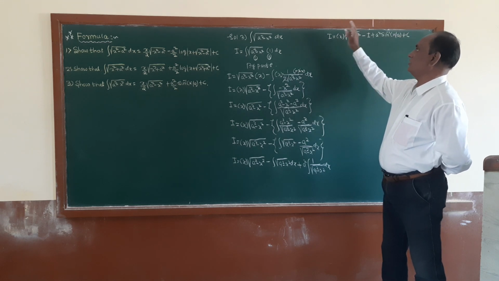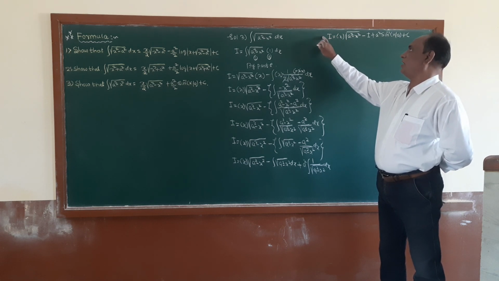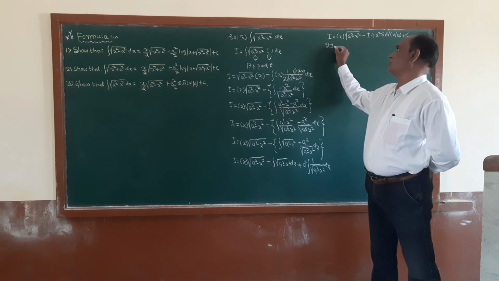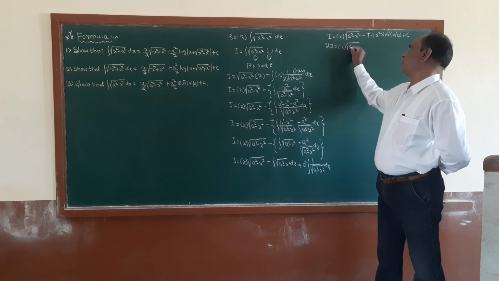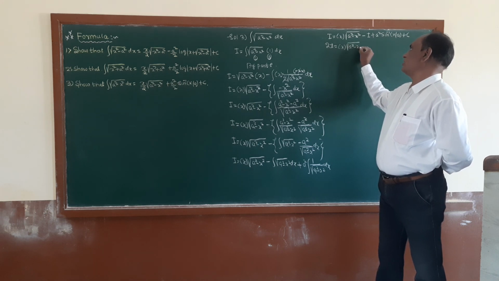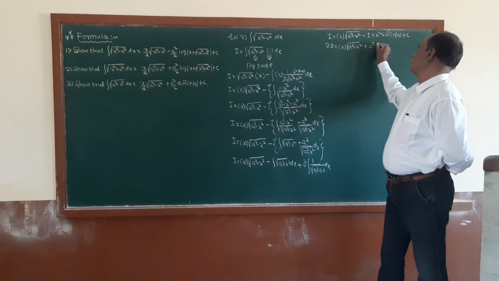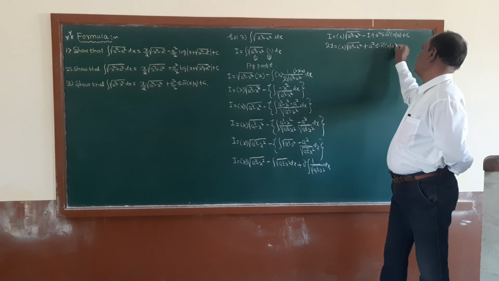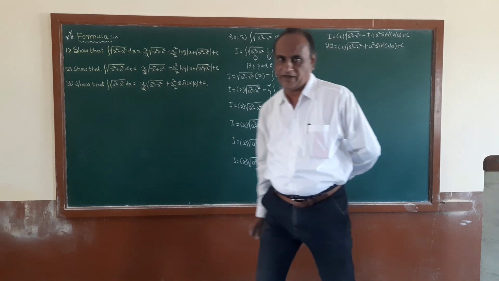Lift this minus sign to this side. Minus sign I plus I, that is totally 2I. So 2I is equal to x as it is into the root of a square minus x square, and write it like that. Then plus a square into the sin inverse of x by a, then plus c. At the end divided by 2.